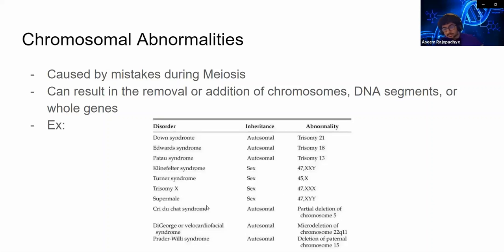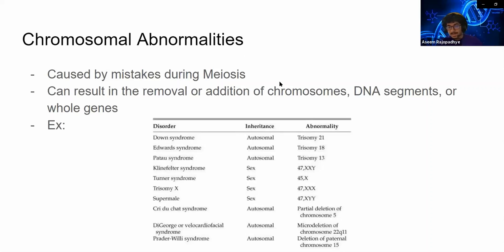And you have other ones, which don't result in whole additions or removals of chromosomes, but are deletions of certain genes within the chromosome. How could someone inherit two Y chromosomes? When the sperm accidentally copies two Y chromosomes.